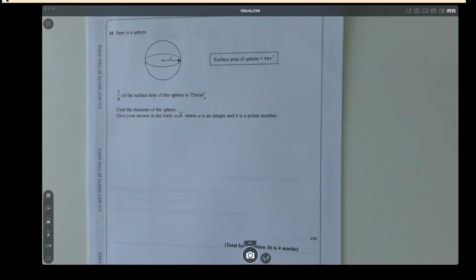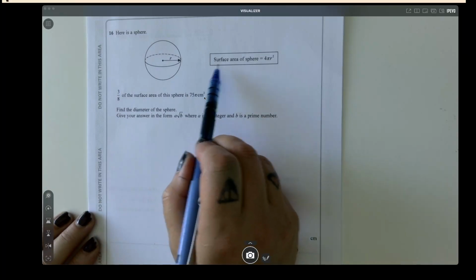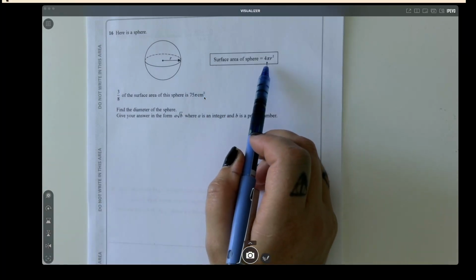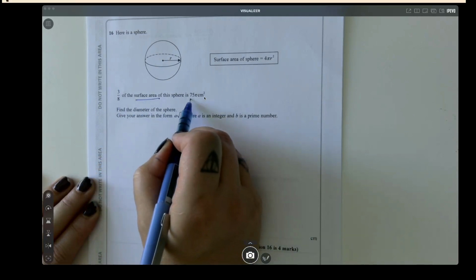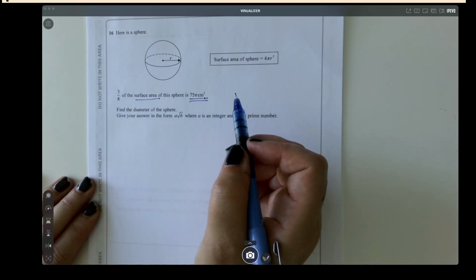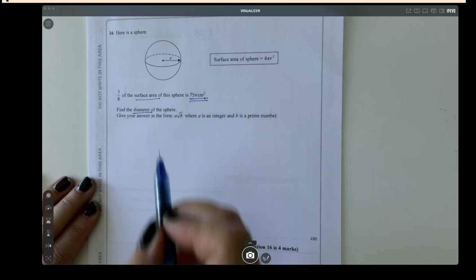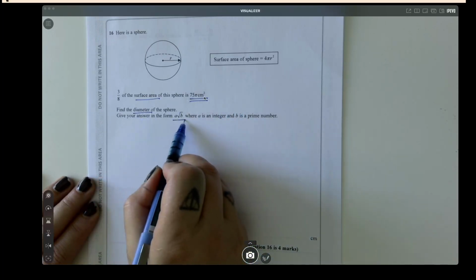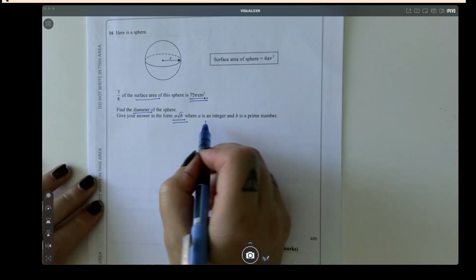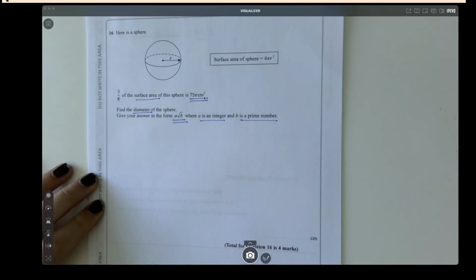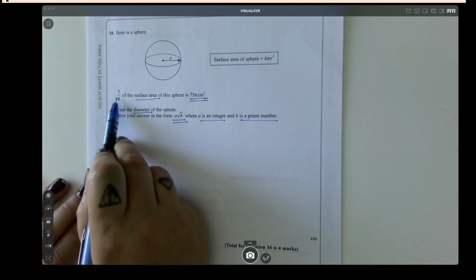Question 16. Here is a sphere. So we have a sphere and we've been given the formula for the surface area of a sphere, which is 4 pi r squared. 3/8 of the surface area of this sphere is 75 pi centimetres squared. Find the diameter of the sphere. Give your answer in the form a root b, where a is an integer and b is a prime number. So these are the important things we need to check in our answer at the end.